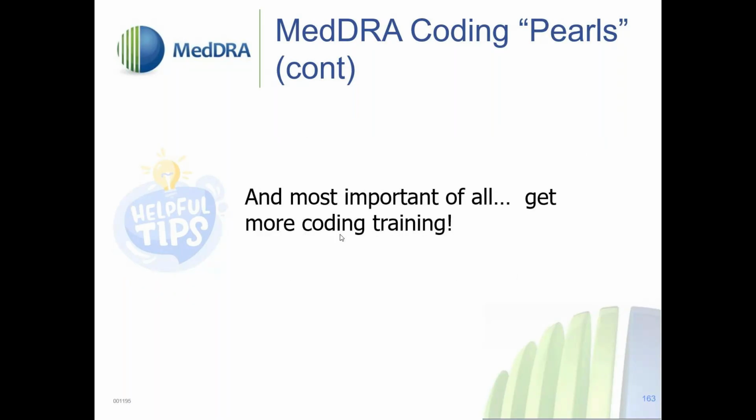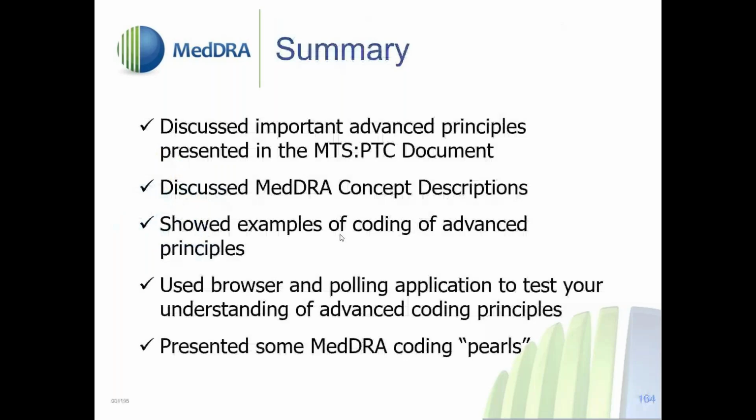And of course, you should get more coding training and, of course, coding practice via high coding turnover. The more you code, the more experience, the more professional you will get, the more accurate and consistent your coding output will be. This is what we have addressed today.